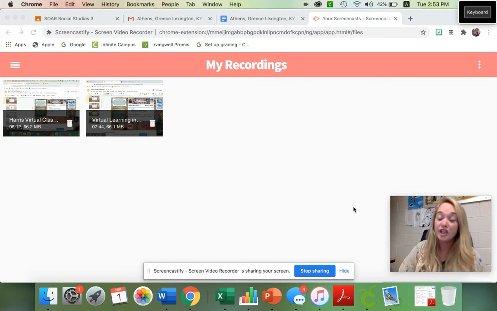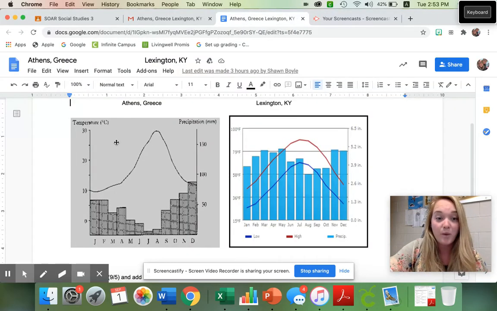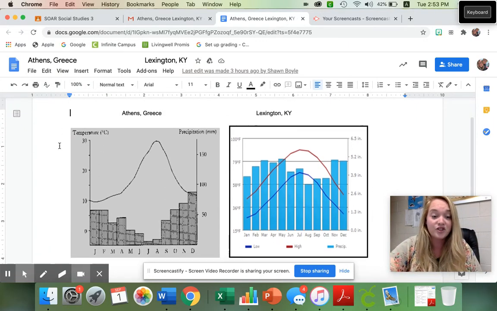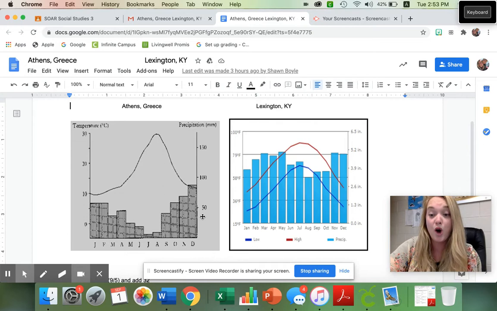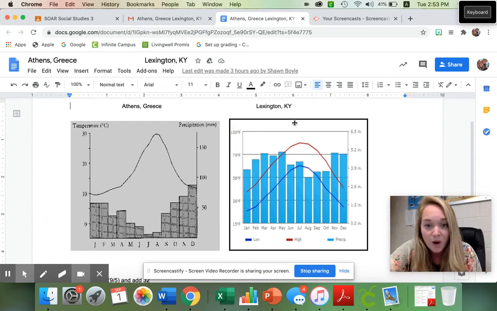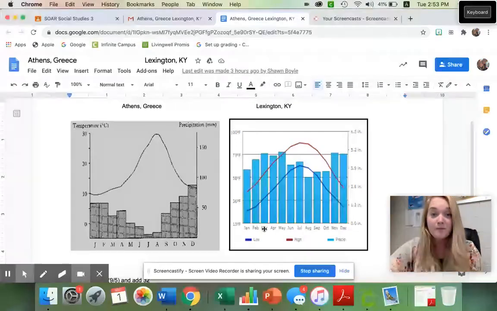Climographs allow you to compare the climate in two different areas. So what I have here is a climograph from Athens, Greece. Now this is a long, long time ago because we're talking about ancient Greece. We're not talking about Greece 50 years ago. We're talking about Greece thousands of years ago. And then over here we have a good old climograph of Lexington, Kentucky. I hope that most of you are familiar with that.